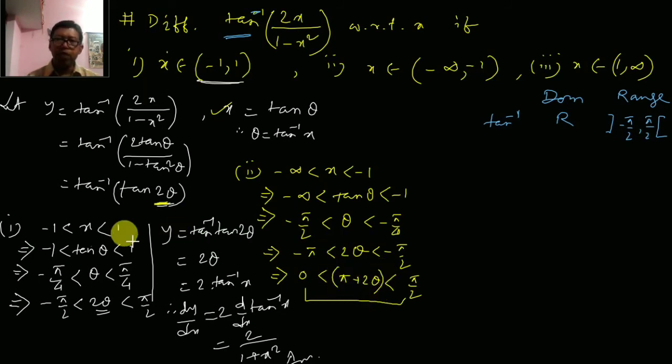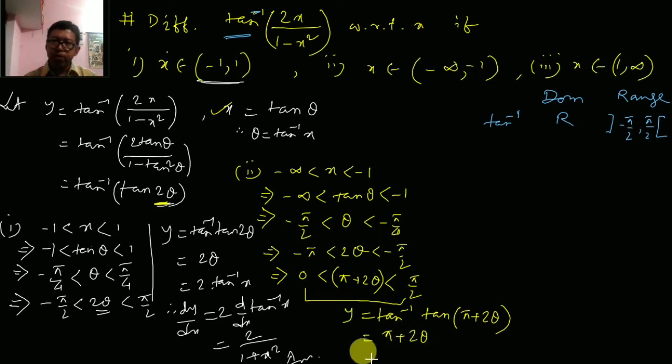So your angle is now pi plus 2 theta. So this 2 theta will be replaced by pi plus 2 theta. So you have to write now y as tan inverse of tan of 2 theta, and now this 2 theta will be replaced by pi plus 2 theta. Carefully understand, otherwise all will be in vain. So this is pi plus 2 theta.